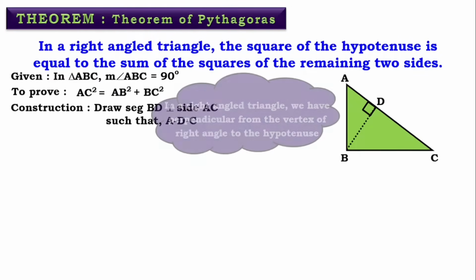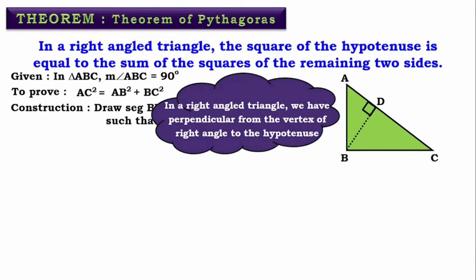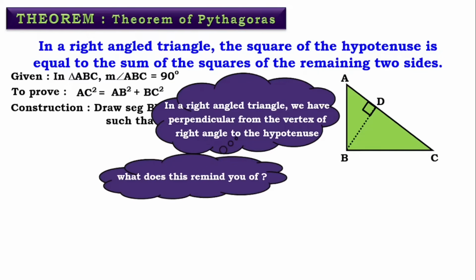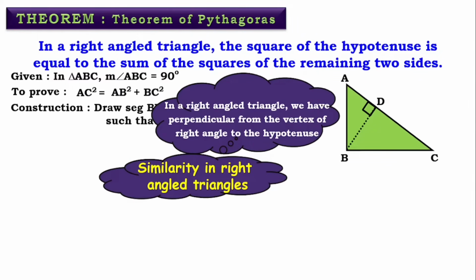Moving forward, in a right angle triangle, we have perpendicular from the vertex of the right angle to the hypotenuse. What does this remind you of? This reminds you of similarity in right angle triangle. Understood?